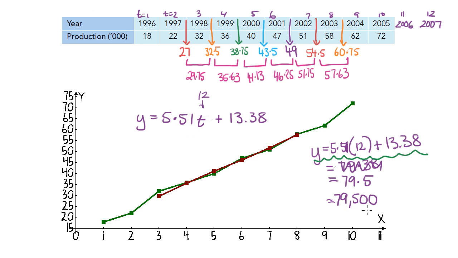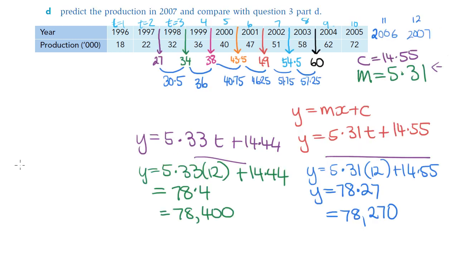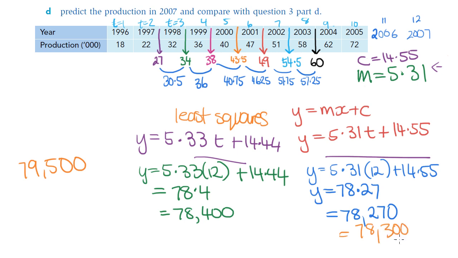Back in the previous part of the question, using this regression equation, we got an answer of 79,500. So we had 79,500 when we were using the moving averages, moving means for our smoothing. We got 78,400 when we used the least squares method of regression with a moving median smoothed trend line. And over here, let's say we round this to the nearest 100 for simplicity, we had 78,300 when we were using the moving medians with a 3 median regression.